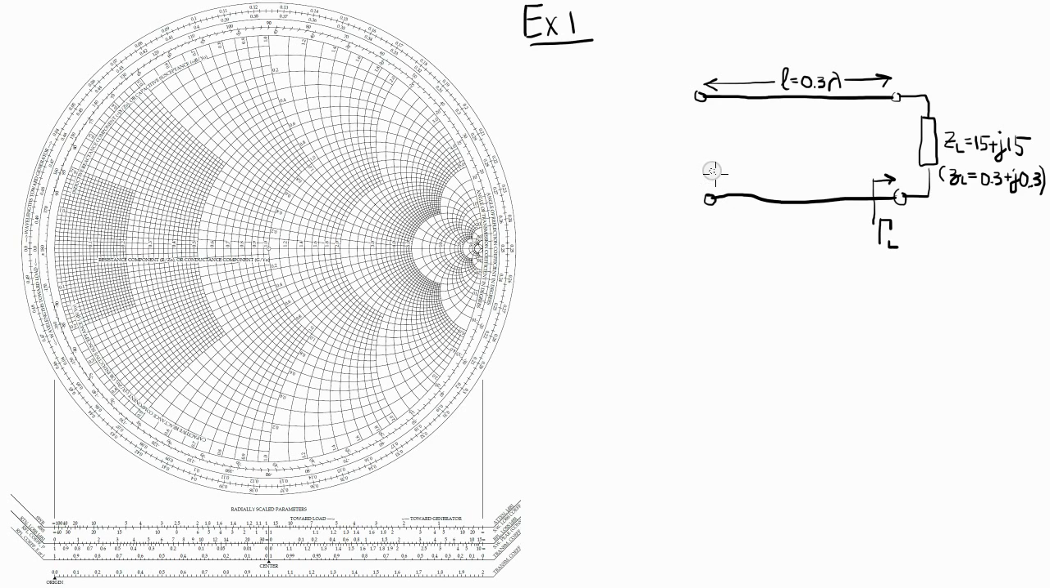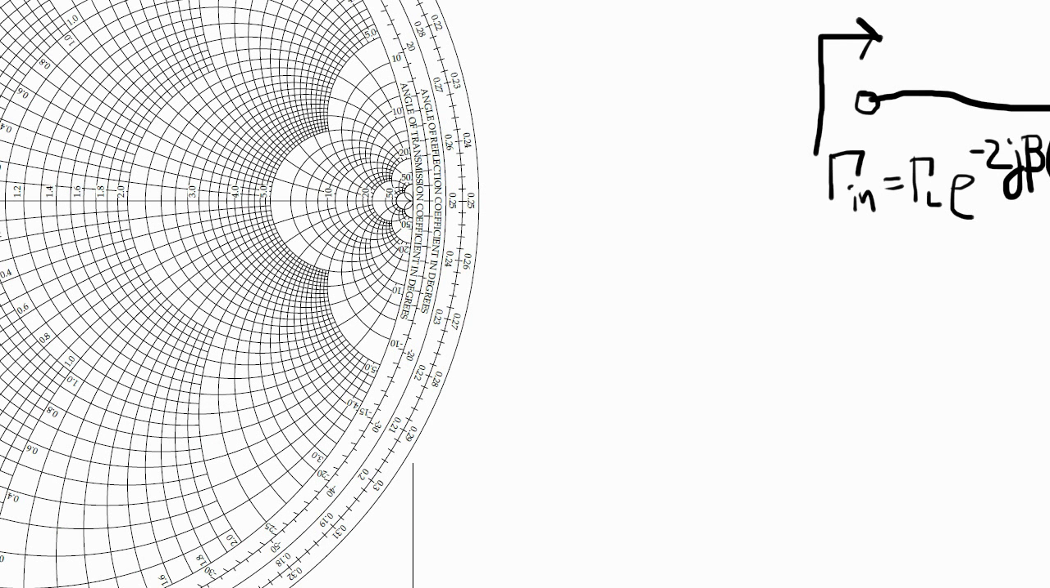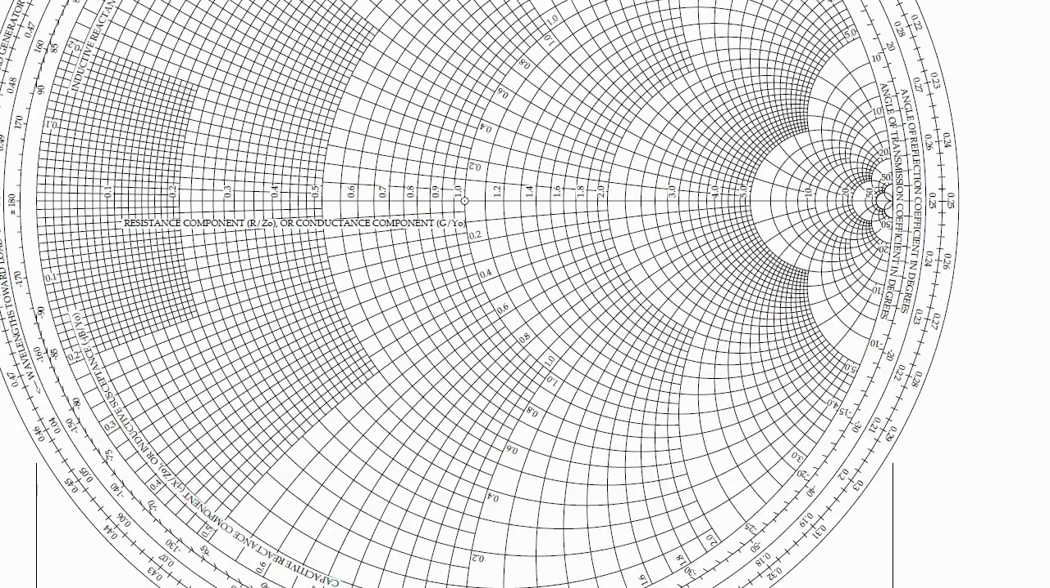Now I know that when I rotate on the Smith chart, my gamma vector's magnitude stays the same, and the phase changes by -2 beta L, right? So my gamma in is now equal to gamma L times e to the -2j beta L. And that has a corresponding input impedance, which is really what I'm trying to find here. And I'm going to use the Smith chart to get that answer for me.